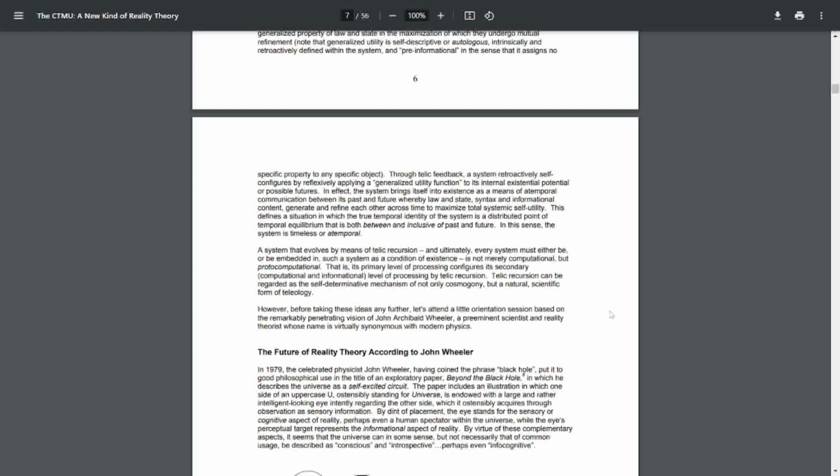Through telic feedback, a system retroactively self-configures by reflexively applying a generalized utility function to its internal existential potential or possible futures. In effect, the system brings itself into existence, as a means of atemporal communication between its past and future, whereby law and state, syntax and informational content generate and refine each other across time to maximize total systemic self-utility. This defines a situation in which the true temporal identity of a system is a distributed point of temporal equilibrium that is both between and inclusive of past and future. In this sense, the system is timeless or atemporal.